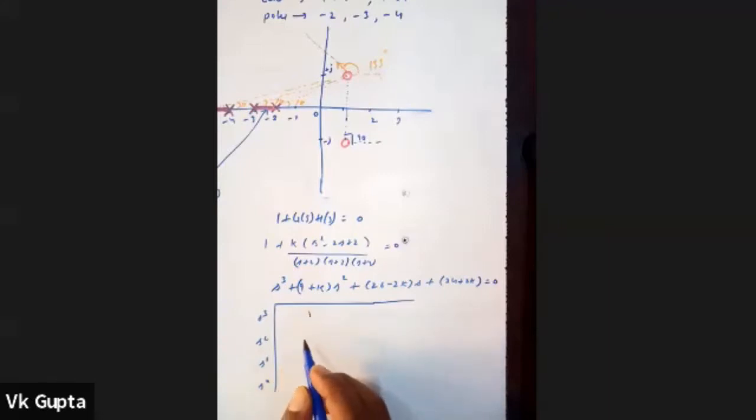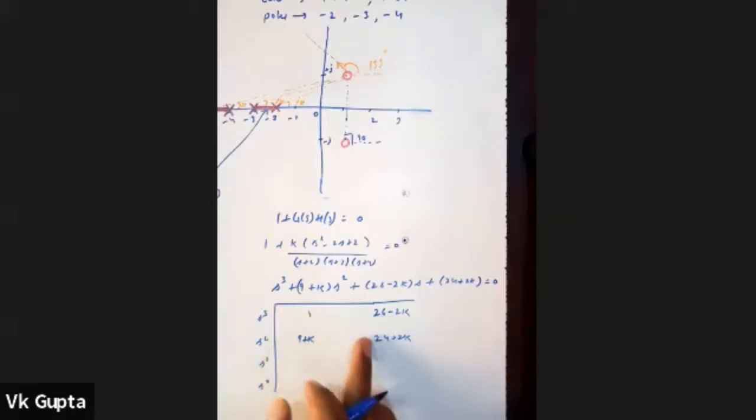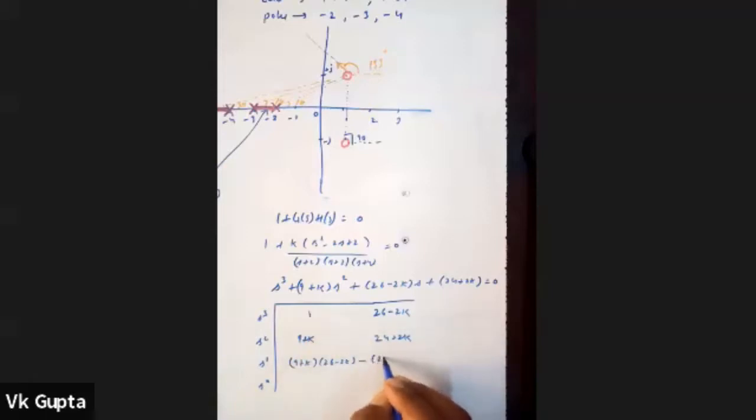Now, s cube, s square, s 1, s 0: 1, 9 plus k, 26 minus 2k, 24 plus 2k. Now, this into this minus this into this divided by this. So (9 plus k) into (26 minus 2k) minus this into this, (24 plus 2k), all divided by 9 plus k. And this will become 24 plus 2k. Please find out the range of k now.